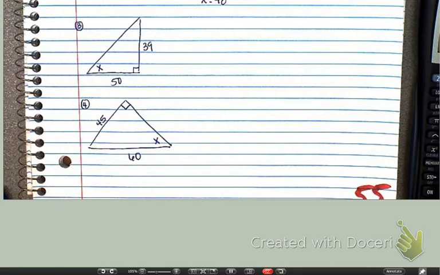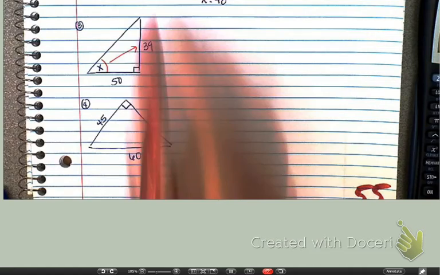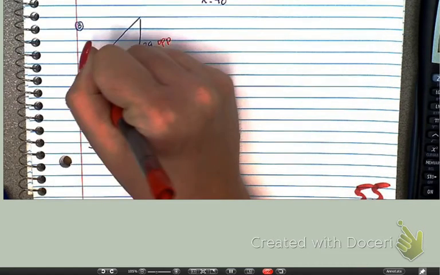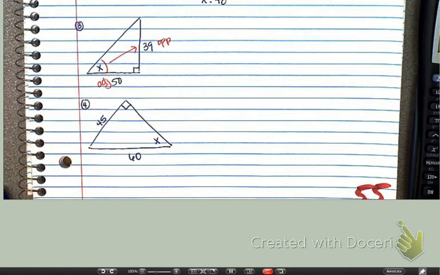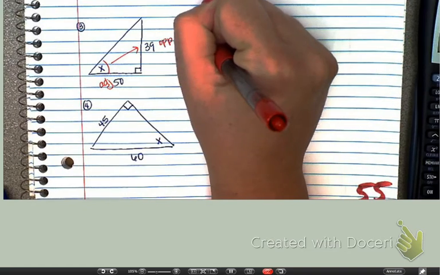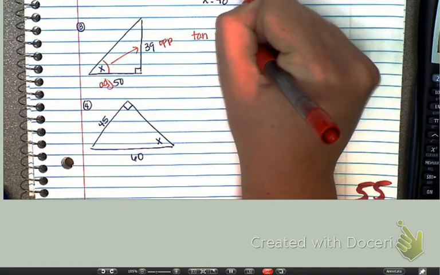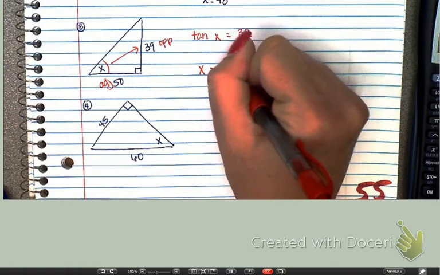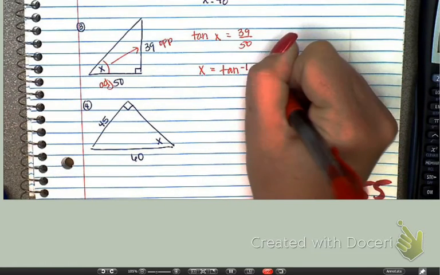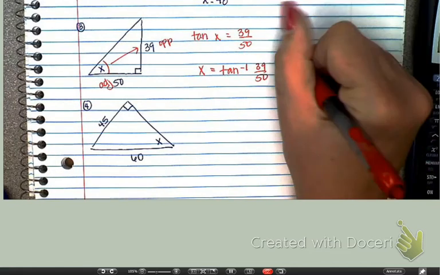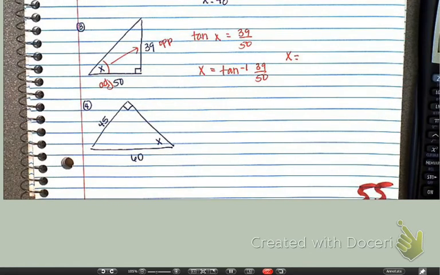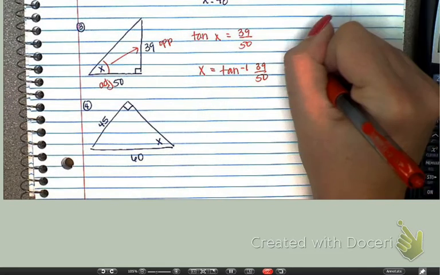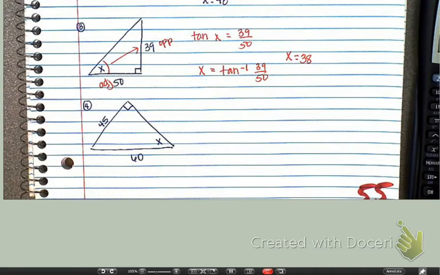It looks like we have it, but let's go through it. So across from x is the opposite. Next to x is the adjacent, which is tangent. So the tangent of x equals 39/50. And we're using our inverse button. And when you round, because you get 37.5, you're rounding to the nearest whole number. Remember, 5 rounds it up, so you should have x equals 38.